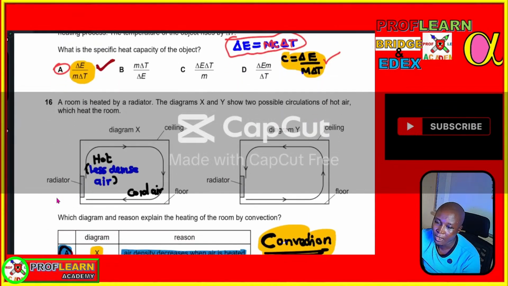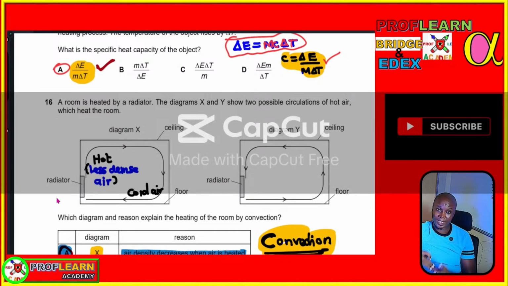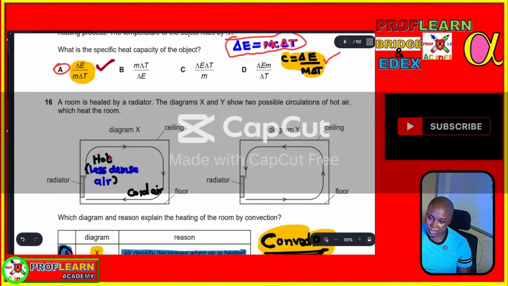How does a heater heat a room? Remember, when you heat a liquid, the liquid expands, and the moment that liquid expands, it means that the density of that liquid is going to decrease. So the moment you heat a liquid or you heat a gas, it expands and becomes less dense, so it's going to rise. So in this case, when you heat using a heater, the air will expand and become less dense, so it's going to rise, and then cold air will come down because it's more dense, to occupy the space that was left.